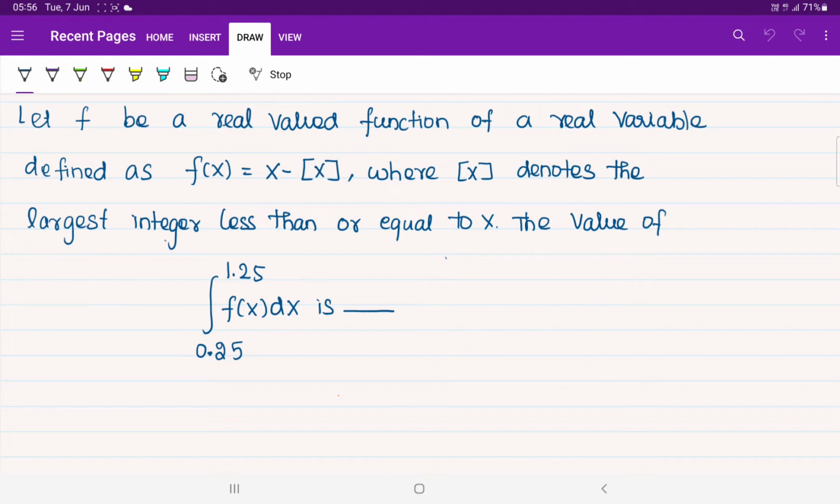See, take one more function. The given is: let f of x be a real valued function of a real variable defined as f of x equal to x minus the closed interval of x, where the closed interval of x denotes the largest integer less than or equal to x. Then the value of the integral is dash. The integral is given from 0.25 to 1.25 of f of x dx, whereas f of x is clearly defined here as x minus the closed interval of x.